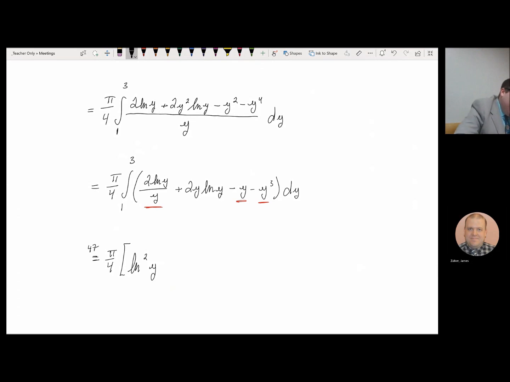Number 47 tells me that y log of y is going to be y squared over 4 times 2 log of y minus 1. And then, of course, those other 2.